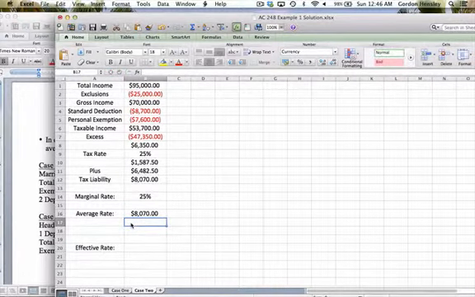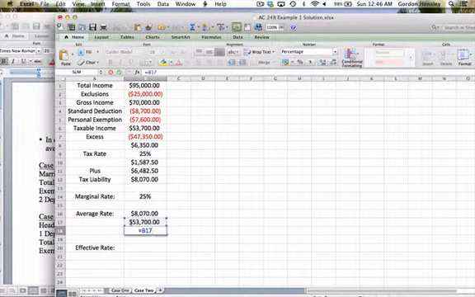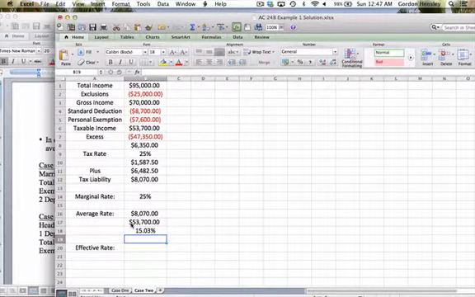$8,070. Their taxable income was $53,700. So if I take their tax liability and divide that by the taxable income, that works out to an average tax rate of about 15.03%. And then lastly, I'll do the same thing for effective rate.